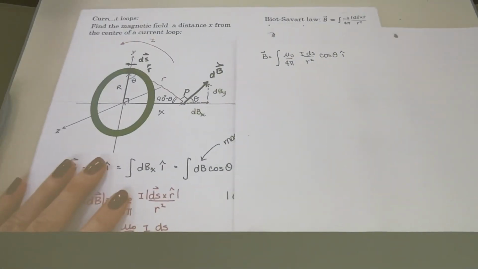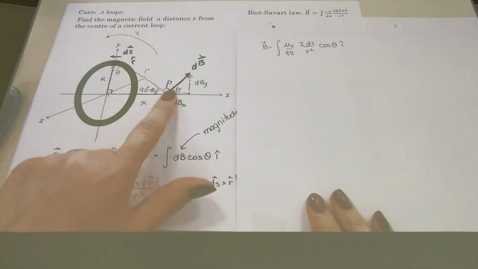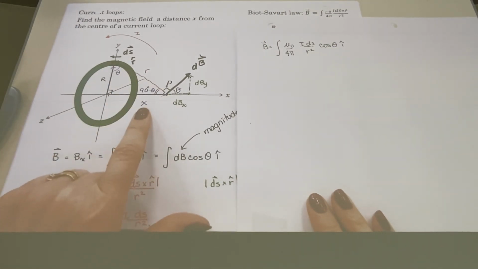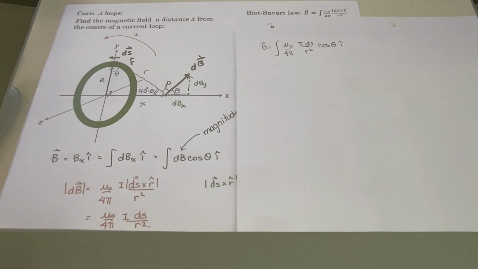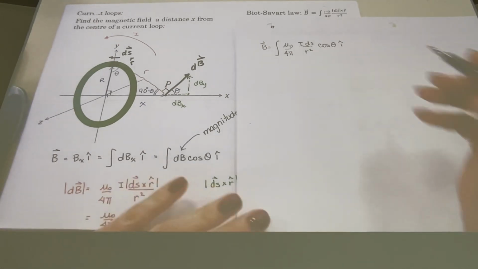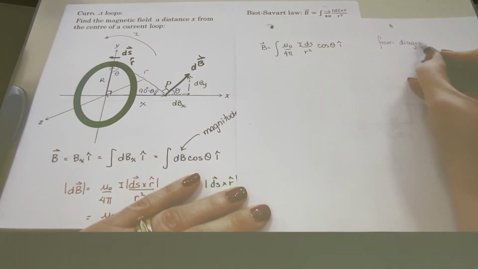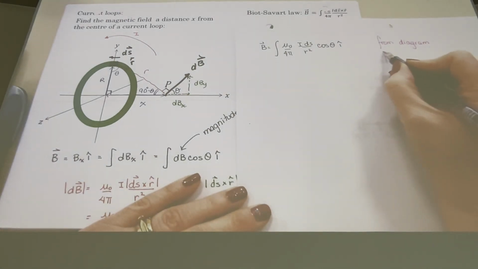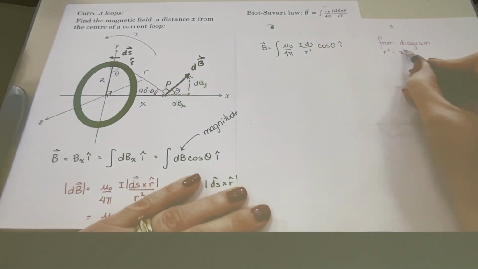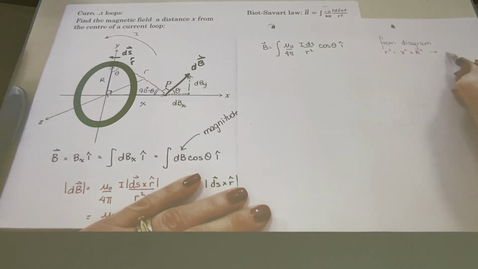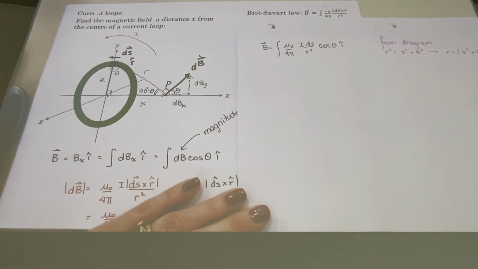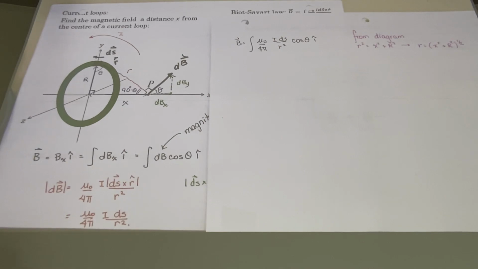Pull the picture back down. If we look at the picture, r is the hypotenuse of a right angle triangle where the legs are x and r. So we can calculate that little r value. So from the diagram, r squared is equal to x squared plus r squared, or r is the square root of those guys. So that's our r. So r is the distance from your element ds to the point where you're trying to calculate the magnetic field, your point P.